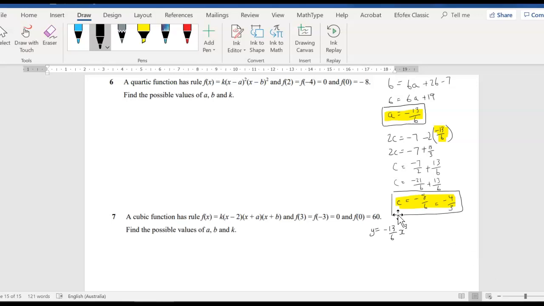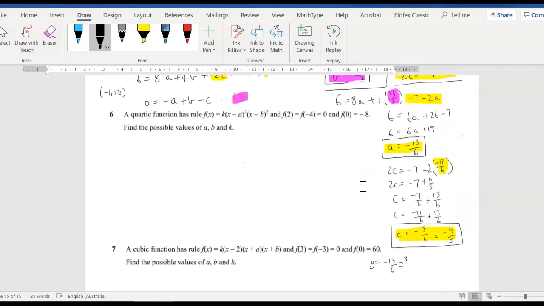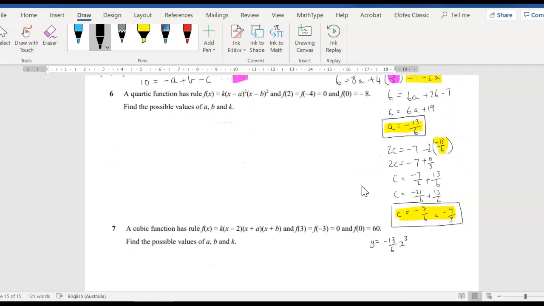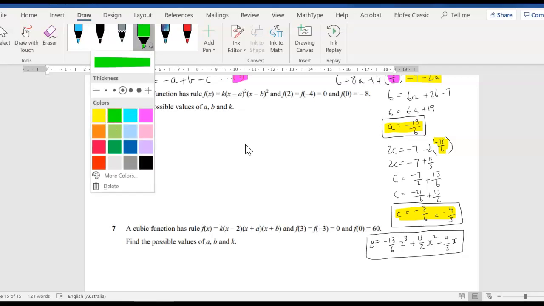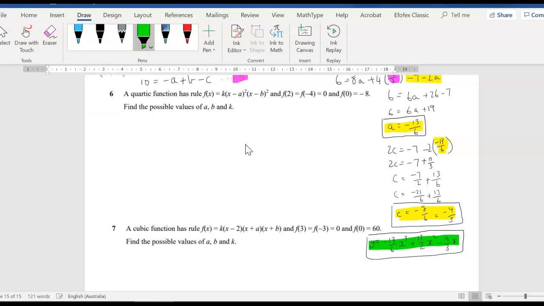b was from memory 13 on 2, but let's just check. 13 on 2, so plus 13 on 2 x squared, and c is negative 4 on 3 x. So there's your final answer. A bit of working out there, probably as hard as it's going to get, but good to do. Put that in green, why not? Have a bit of colour.